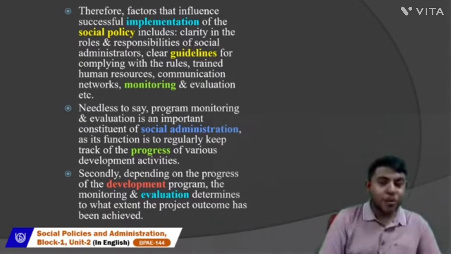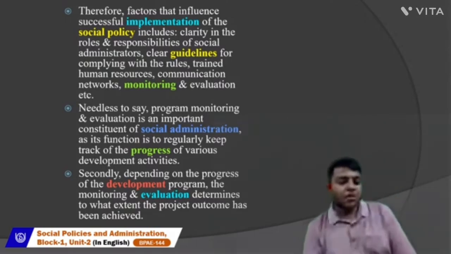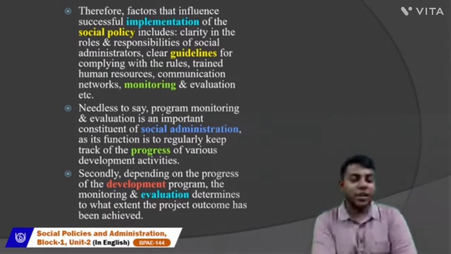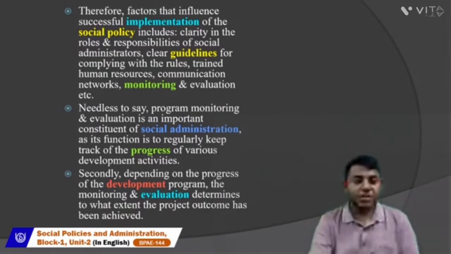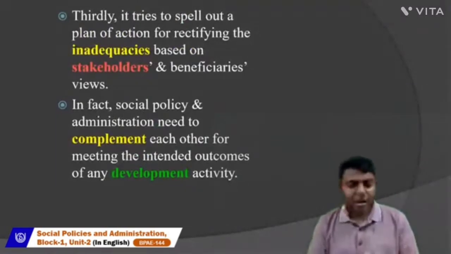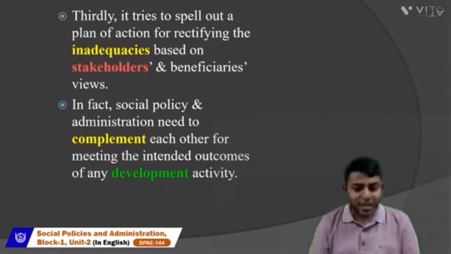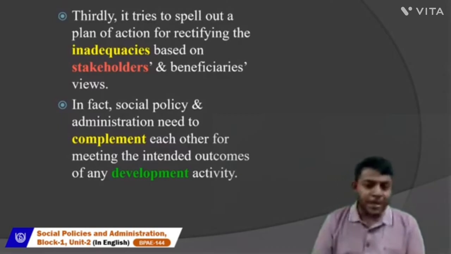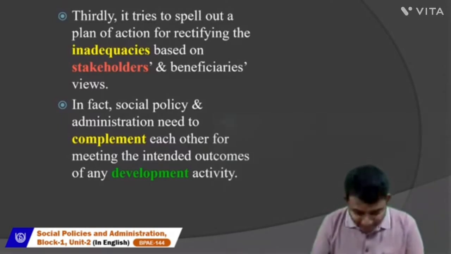Needless to say, program monitoring and evaluation is a very important constituent of social administration, as its function is to regularly keep track of the progress of various development activities. Secondly, depending on the progress of the development program, monitoring and evaluation determines to what extent the project outcome has been achieved. Thirdly, it tries to spell out a plan of action for rectifying the inadequacies based on the stakeholders' and beneficiaries' views. In fact, social policy and administration need to complement each other for meeting the intended outcomes of any development activity.